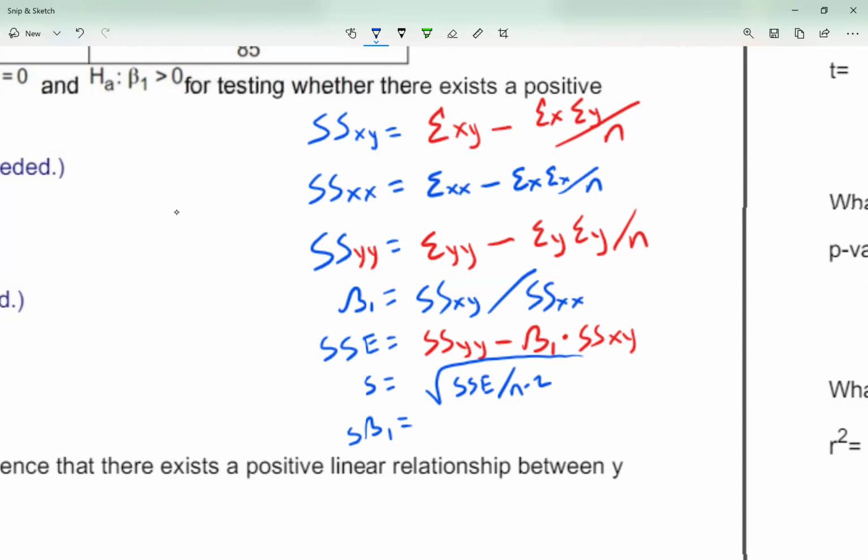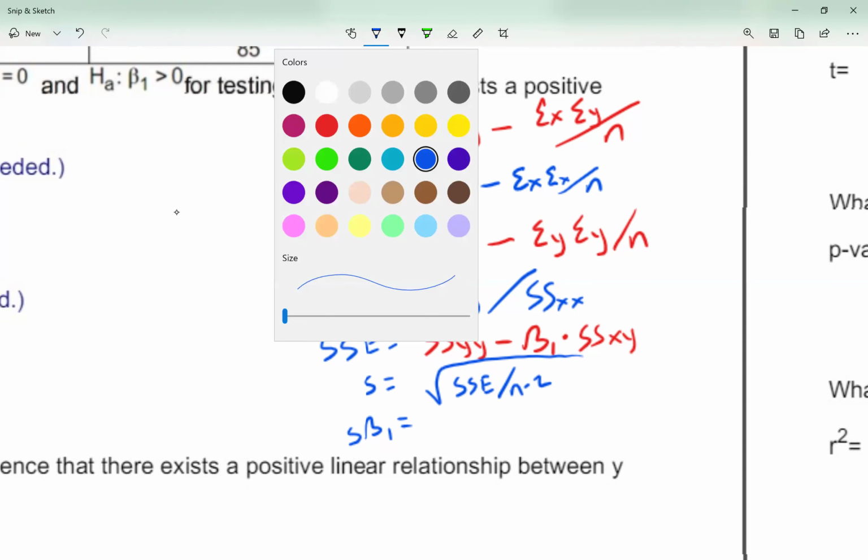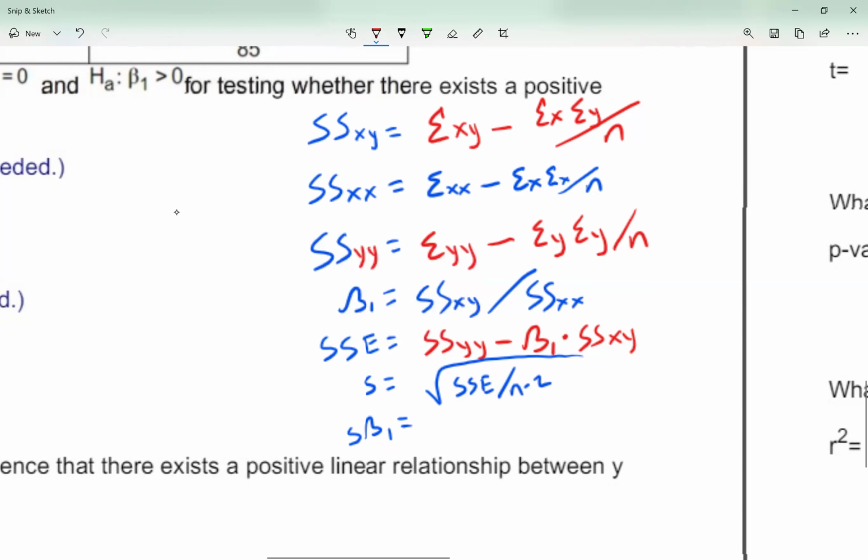My standard error of the least squares slope, or SB1, is going to be my little s divided by, and at the bottom, the square root of the sum of the squares of xx. So now, when I go to Excel, according to our formula, this is what I mean. Okay.